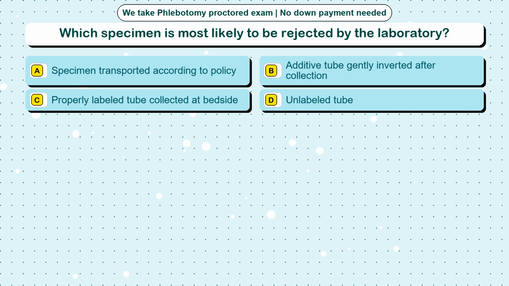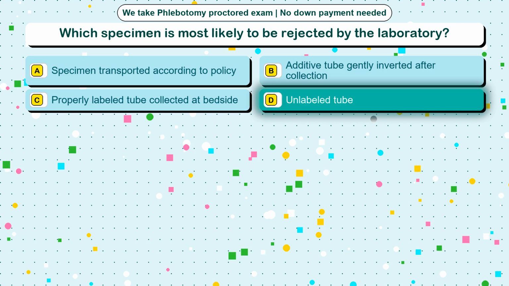Question 51. Which specimen is most likely to be rejected by the laboratory? Option A. Specimen transported according to policy. Option B. Additive tube gently inverted after collection. Option C. The properly labeled tube collected at bedside. Option D. Unlabeled tube. The correct answer is option D.